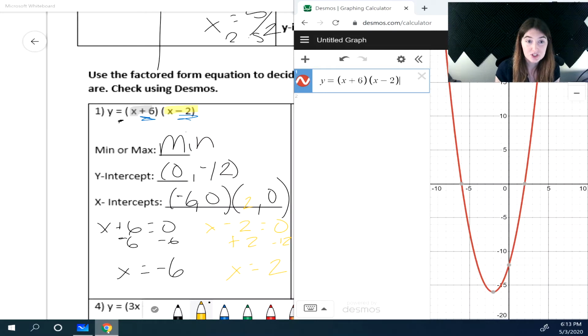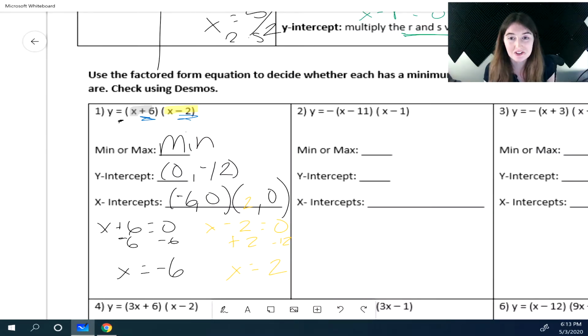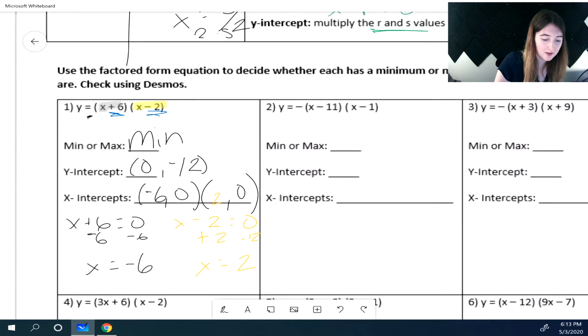All right, so let's check. We have a minimum. We are opening up. Our y-intercept is at 0, negative 12, and our x-intercepts are negative 6, 0, and 2, 0. Nice job. Let's go ahead and work on our next one. Number 2.